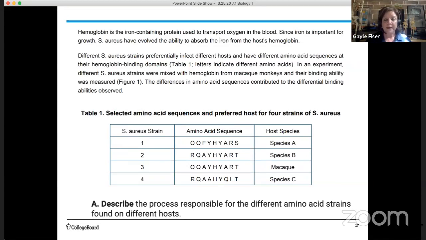So when you get an FRQ question, some of them have 3 or 4 different representations. They might have a diagram, a table, a graph, maybe 2 or 3 graphs. But when you answer part A, B, C, or D, it doesn't mean that you need to refer to all of them. There may be something that's very specific to your task verb, and you only need to go to that one. So that's why I just showed you this particular table. Describe the process responsible for the different amino acid strains found on different hosts. I'll give you a minute to write your response to that describe.